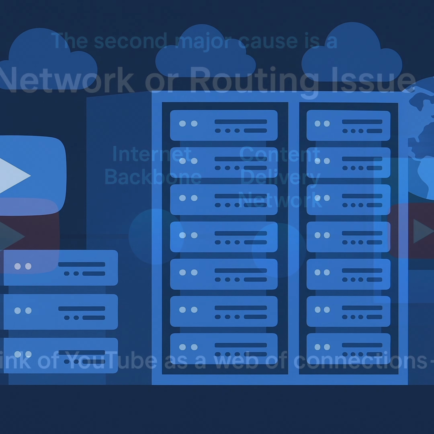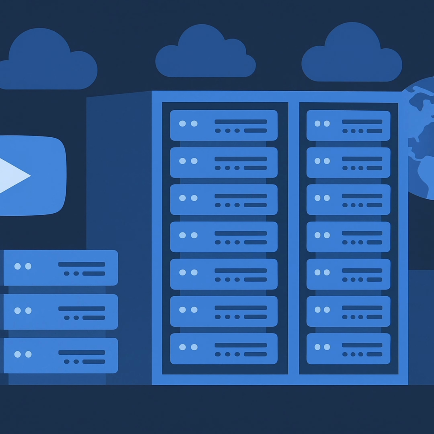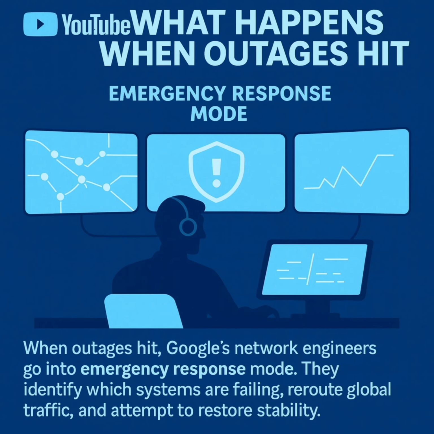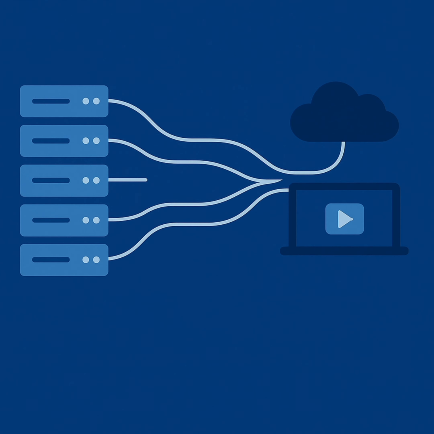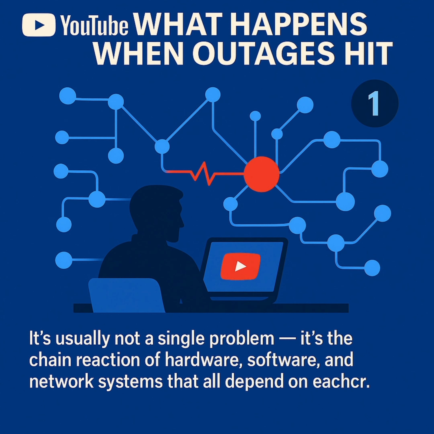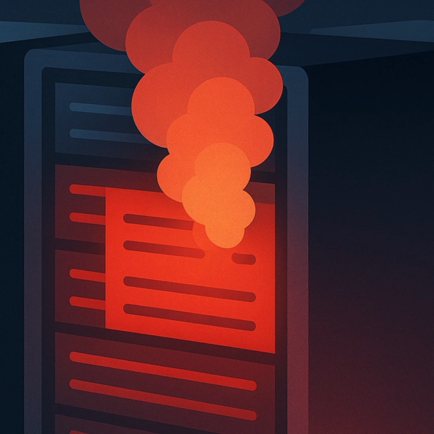The first and most common cause is server or infrastructure failure. YouTube operates across massive data centers around the world, each packed with thousands of machines that store and deliver video content. If even one cluster fails due to overheating, hardware malfunction, or a power issue, it can cause streaming problems across multiple countries. Most of the time, these systems are designed with backups, but sometimes redundancy fails, and that's when things start breaking for millions of people at once.